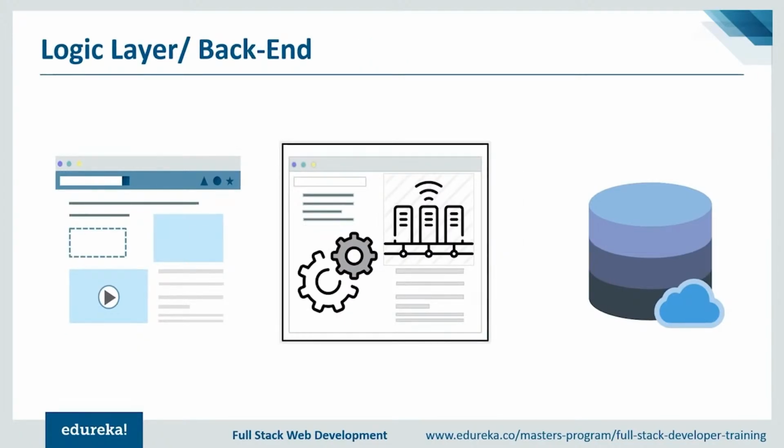Then comes the logic layer or the back-end layer. Now, this layer forms a dynamic connection between the front end and the database. So every time you search the web, it's the logic layer that transmits your requirements to the database and returns what you searched for. All of this is powered by a web server. Now, in order to get this layer working, it's important to know at least one of the programming languages such as Python, Java, or C#.